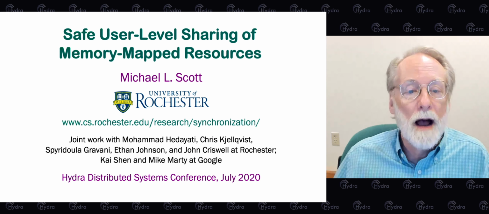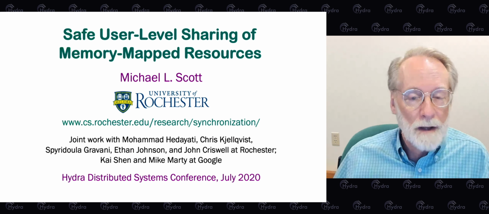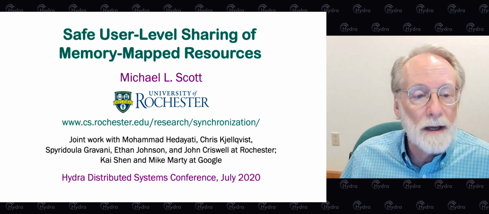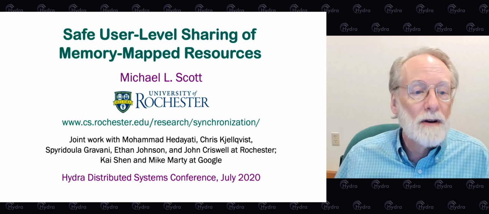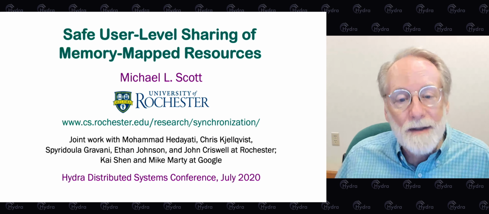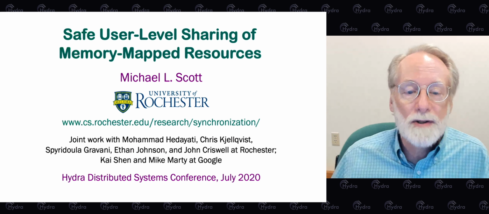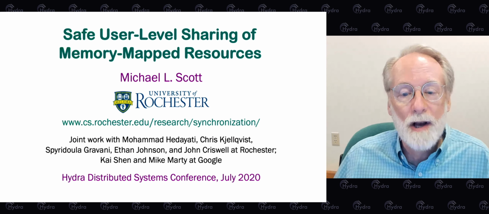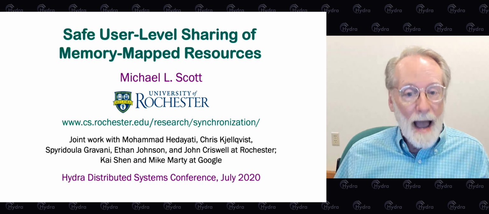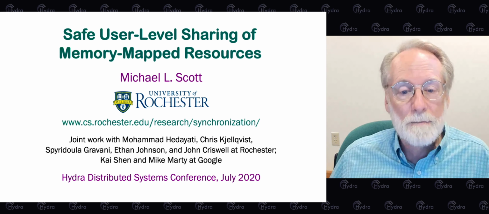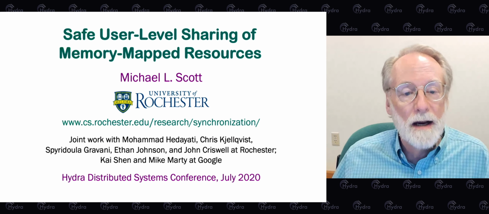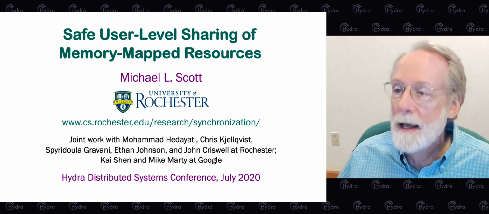before I move on. The work I'll be describing is joint with a host of co-authors, many of whom are at Rochester. My student, Mohammed Hedayati, was the principal architect of the Hodor system that I'll be describing. And students Chris Jelkovist and Spiridula Gravani and Ethan Johnson were also involved, as was my colleague, John Criswell. And at Google, at their labs in Madison, Wisconsin, and New York City, Mike Marty and Kai Shen.